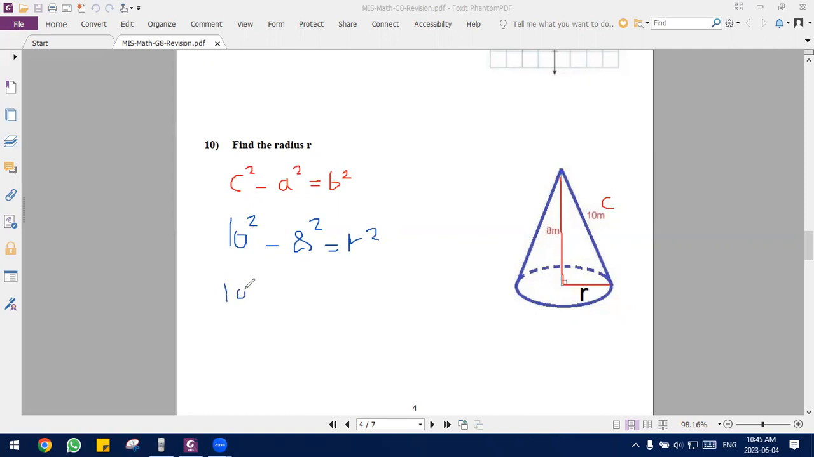10 square is 100, minus 8 square is 64, equal to r square. Now r square is equal to 100 minus 64, which is 36. Now I need to find r, not r square. What should I do? We do the square root, because the square root and the power of 2 cancel. The square root of 36. So r is equal to 6, and then the unit, meters.